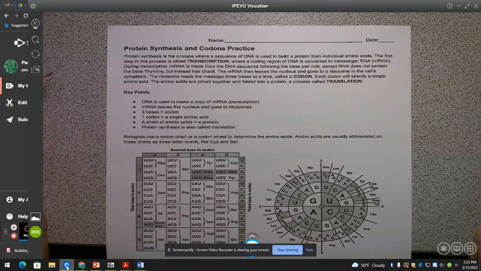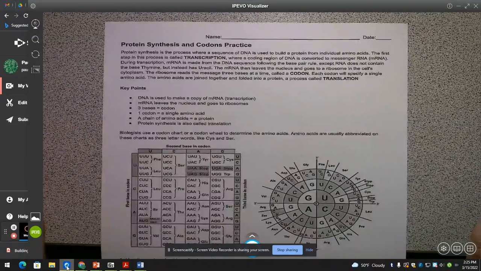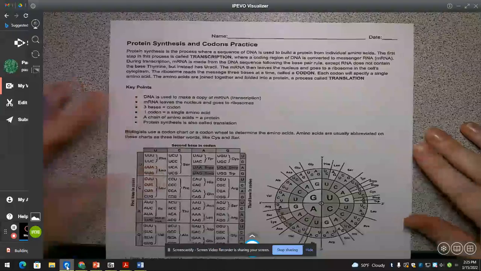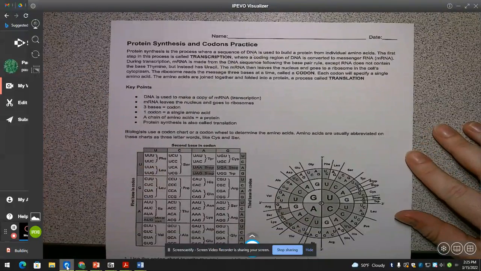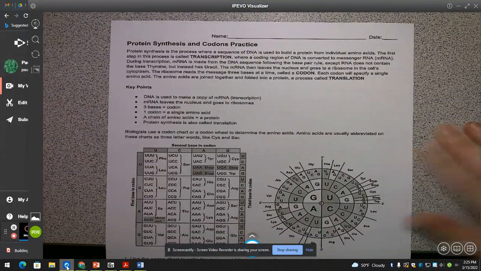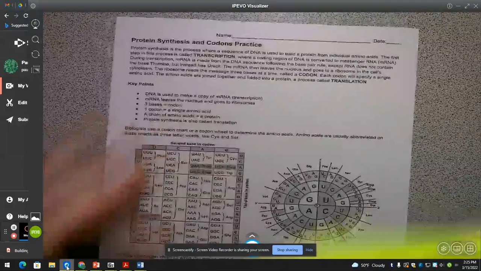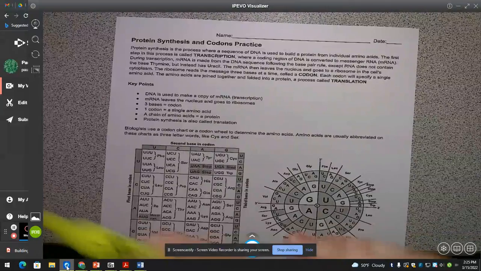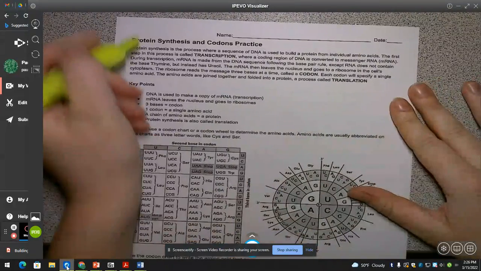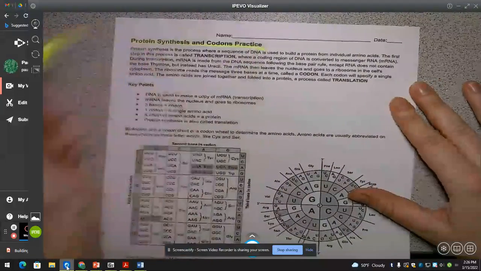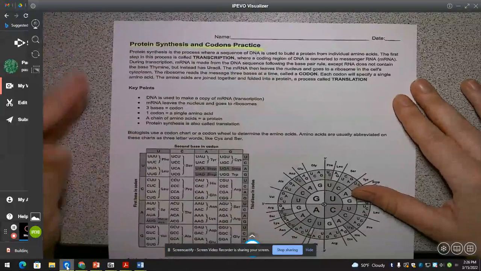All right, biology students, we are going to talk about protein synthesis and codon practice today. So we need to go over some basic things. So that means I'm going to need the highlighter. All right. Now, let's go over what protein synthesis actually is and how codons are related to it.